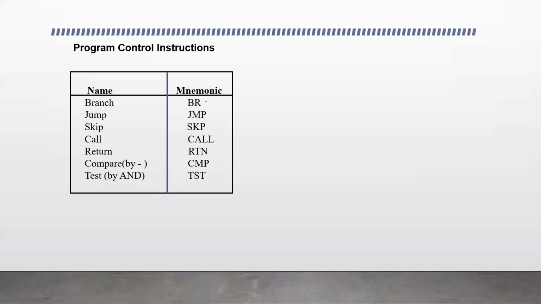Branch. The first instruction is branch with the mnemonic BR. This branch and jump instruction, we can take these two together. These two mean the same. Both of these instructions are used to take the control to some other location in the program. Sometimes these two instructions are differently used to denote different addressing modes.